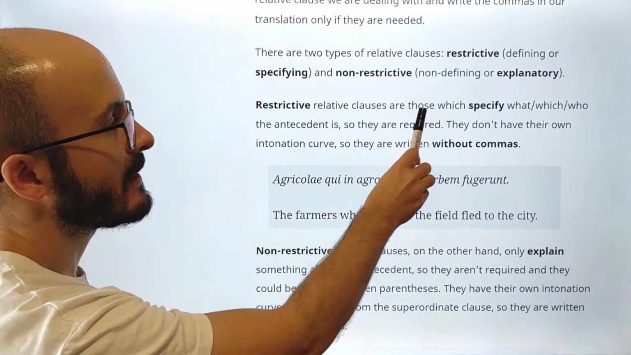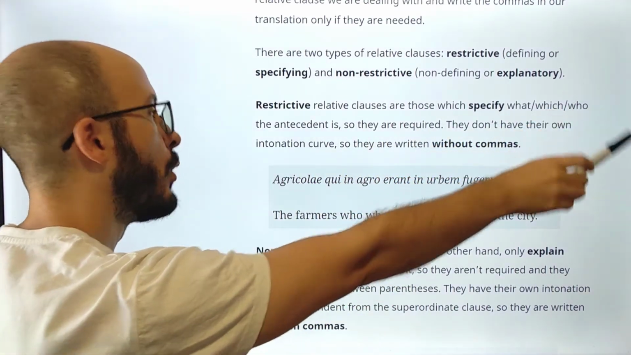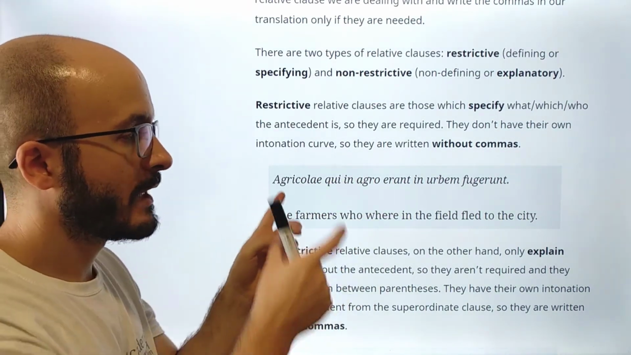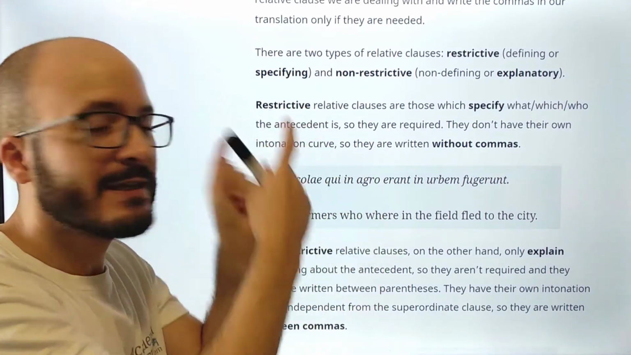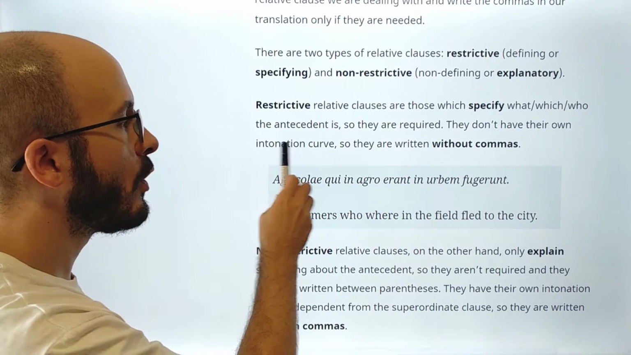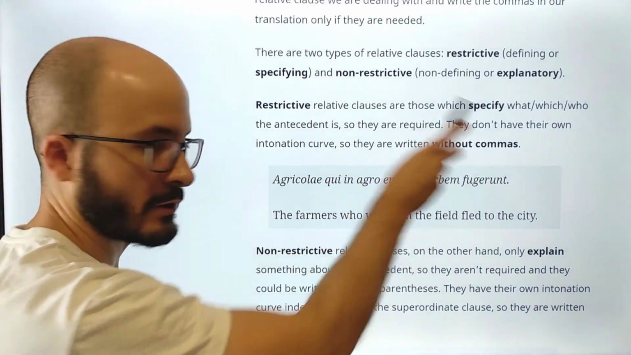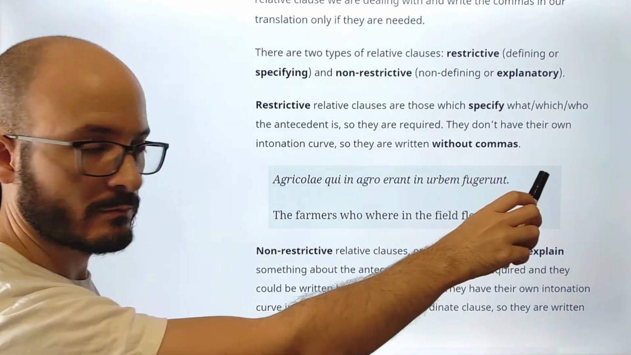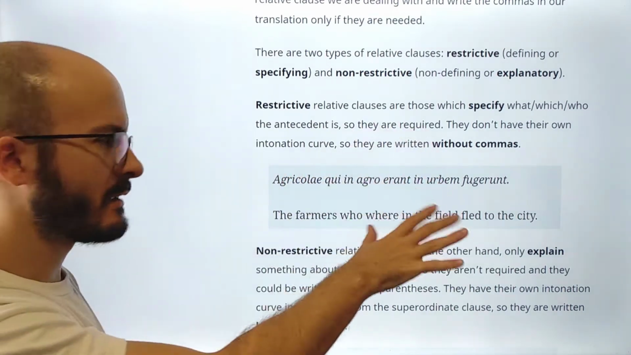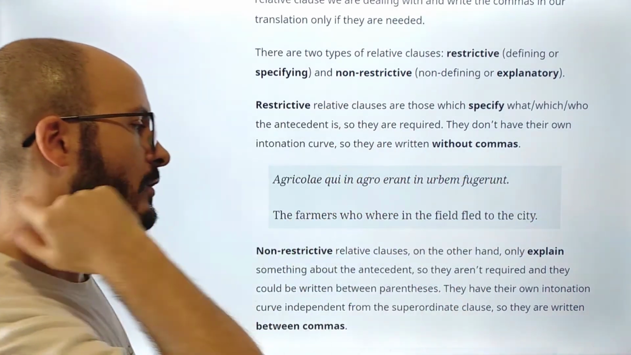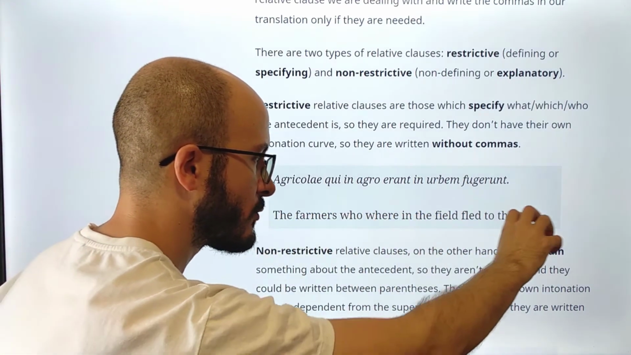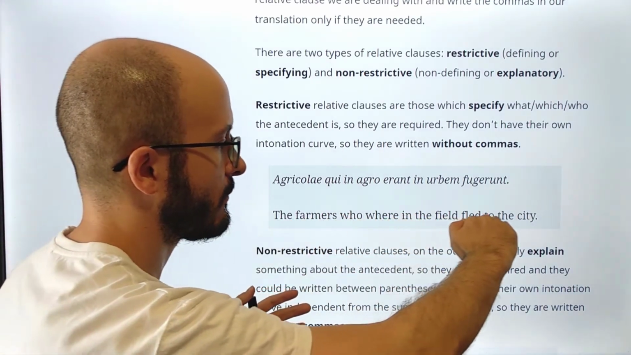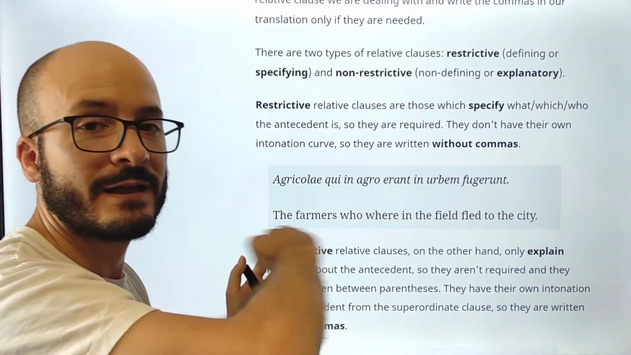So, let's see. Restrictive relative clauses are those which specify who the antecedent is, so they are required. Okay, so the relative clause, the subordinate clause, is required. They don't have their own intonation curve, so they are written without commas. We are going to see. The farmers who were in the field fled to the city. Okay, we are not even focusing on the Latin, so let's just focus on the English. The farmers who were in the field fled to the city. And you hear that I say it with everything in the same intonation, okay?